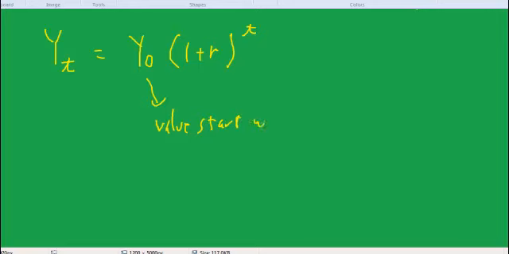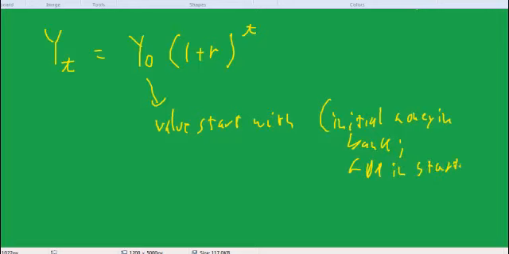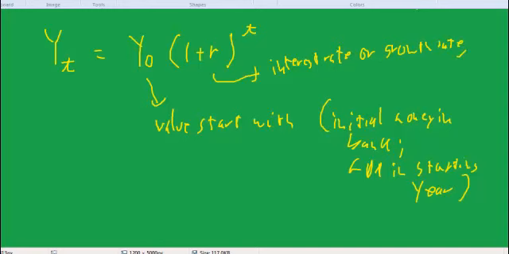And the basic formula we have is that, and I'll explain the notation in a minute. So this is the value you start with. So it could be your initial money in the bank, or the GDP in your starting year, something like that. R is the interest rate or growth rate expressed as a decimal.